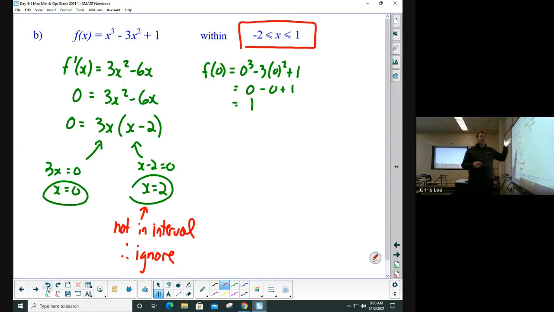Now, in a completely other question, I might have said between -2 and 5, and then we would consider this one. So I'm not going to even need to find the value because it's not a possibility within this domain.